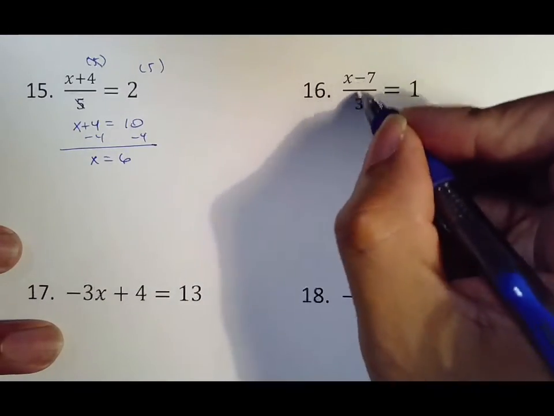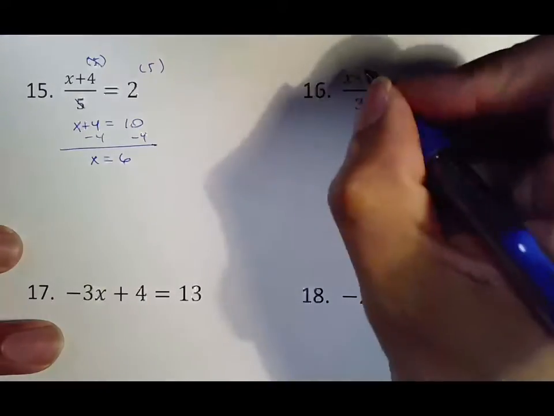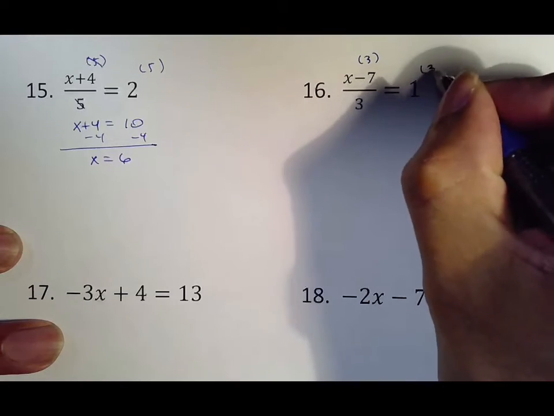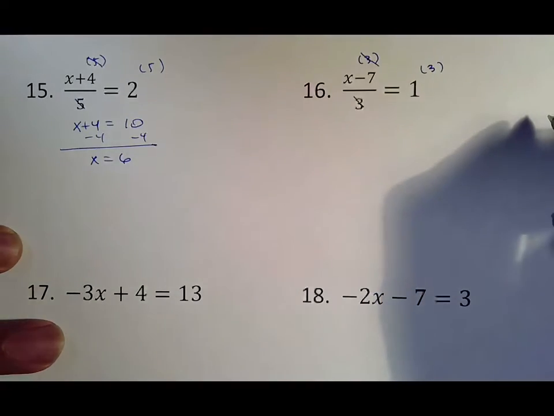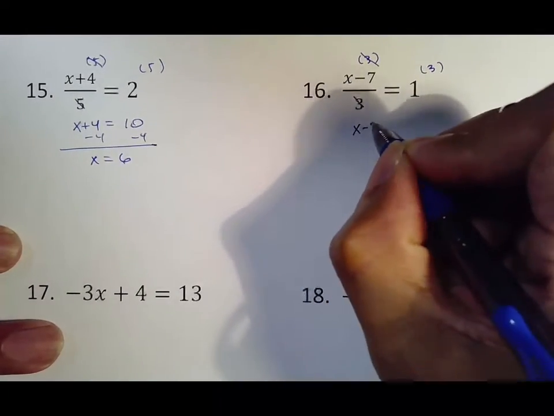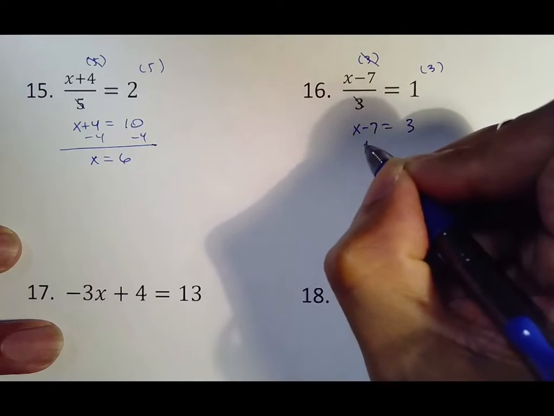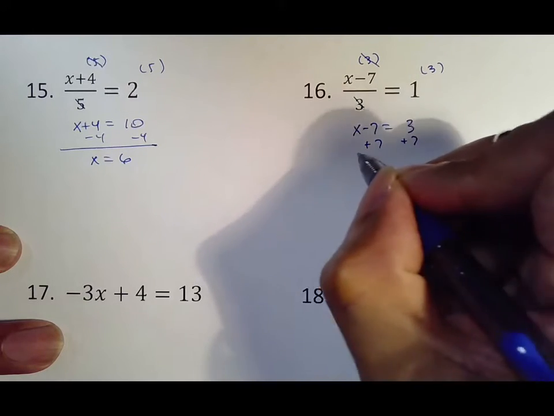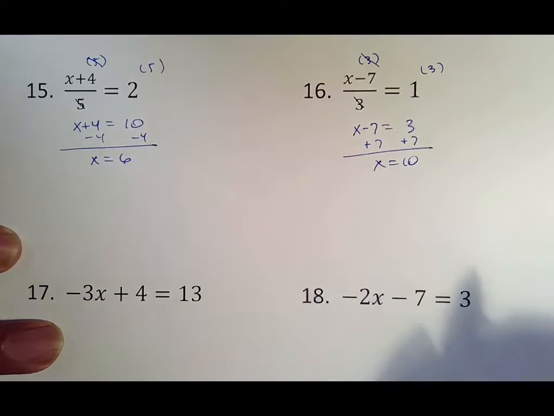On this one, x minus 7 over 3. Again, that 3 is on the bottom, so what we're going to do is get rid of it by multiplying, by putting it to the top. x minus 7 comes down, and then from there, the minus 7 becomes plus 7, making x equals 10.